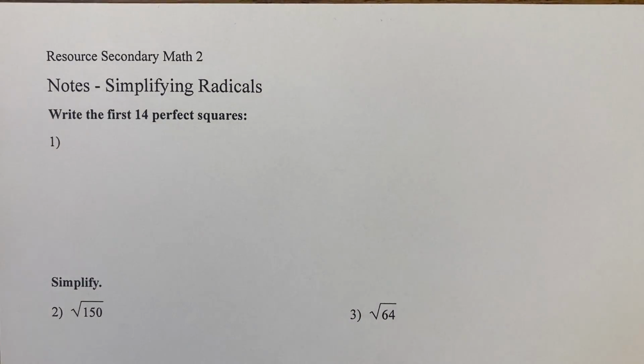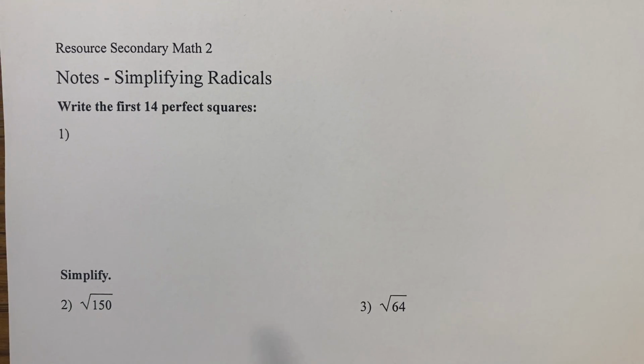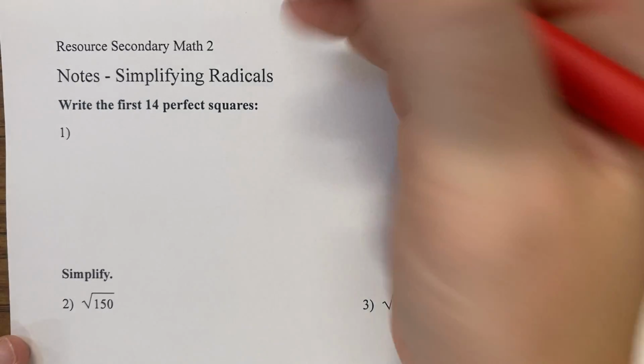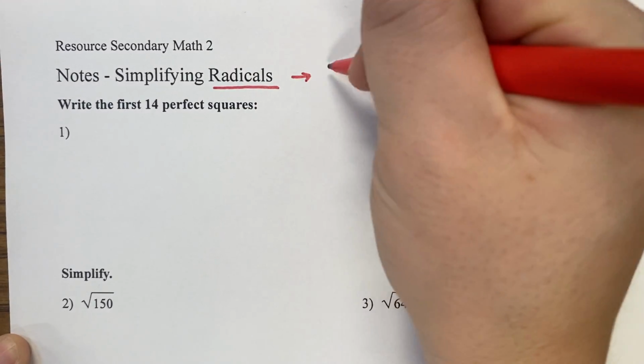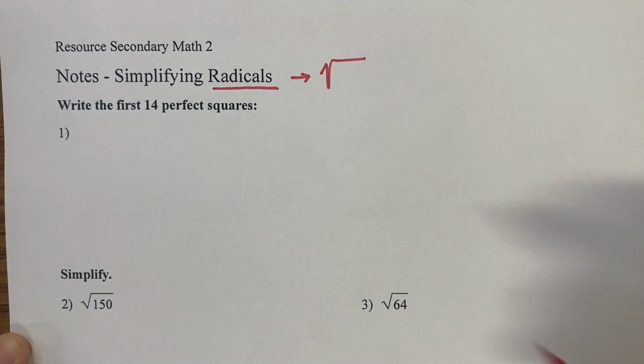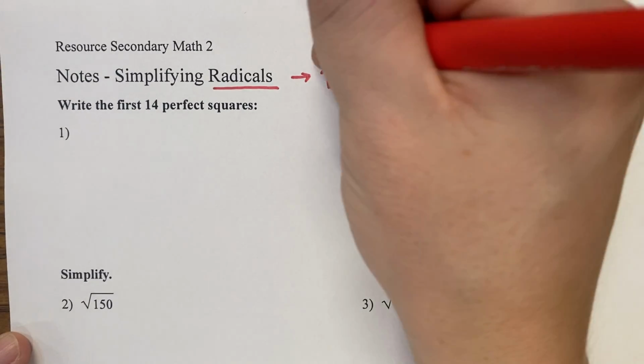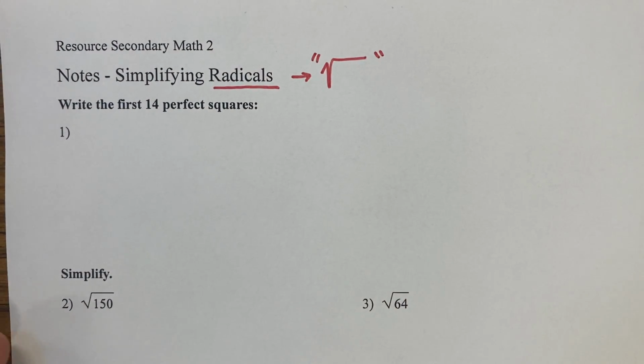All right, we are talking about simplifying radicals. Now, this is something that we've talked about last year in Secondary Math 1, but it's going to lead into our upcoming unit, okay? So, radicals. Radicals is just another word when we see this symbol right there, the square root symbol, okay? So whenever you see the square root symbol, think radical.